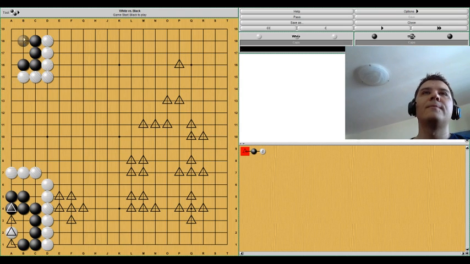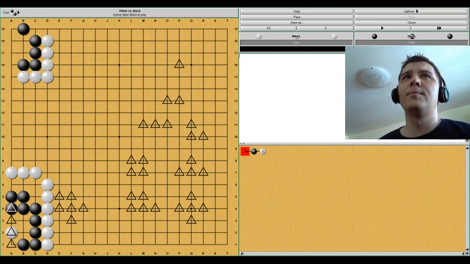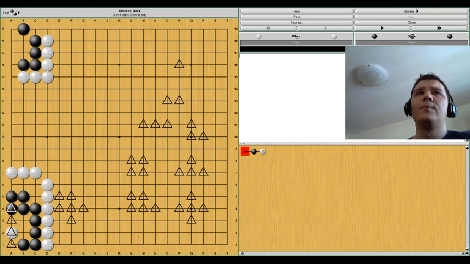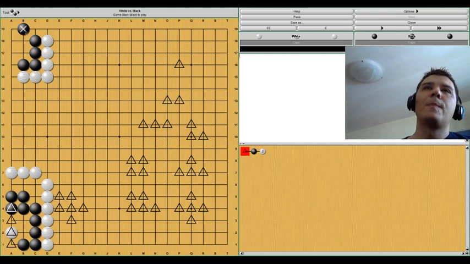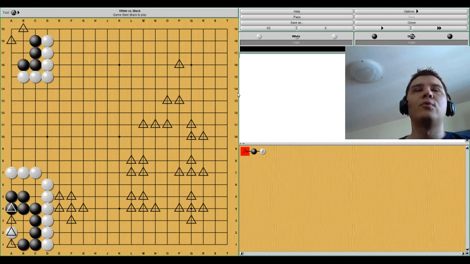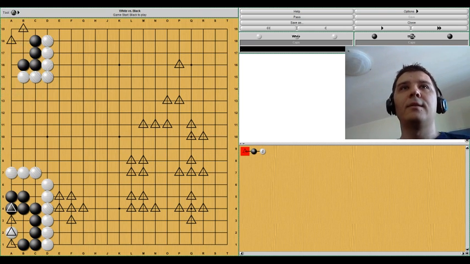Let's try a move like this. Here we come to the second important principle in corner problem solving. The 2-1 points, basically this and this point, 1-2 and 2-1, they are miai, they are equivalent.